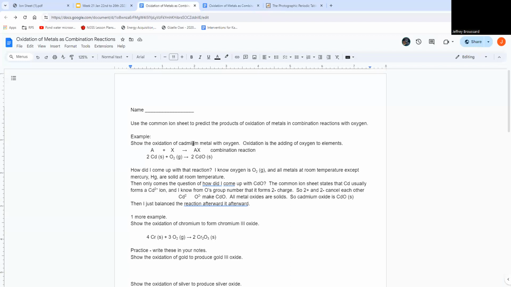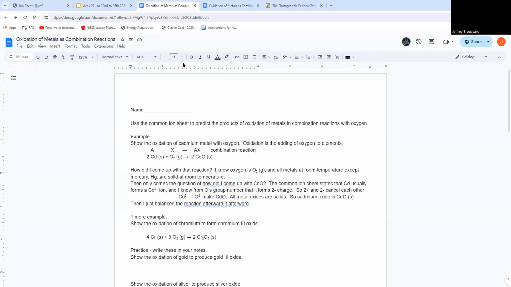How do I know that? Because cadmium and oxygen, when you combine them, are going to make cadmium oxide. So how did I come up with this reaction? Well, I just explained this. I know oxygen, O2, is a gas, and all metals at room temperature except mercury are solid. Then only comes the question of how did I come up with CdO?